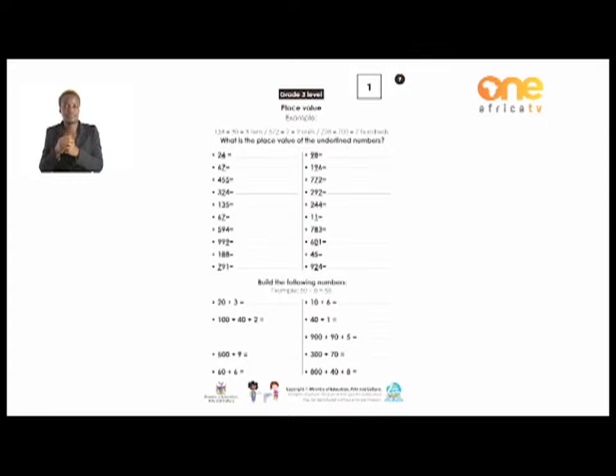For example, 10 plus 6. You remove the 0 and then you write the 1 and the 6 next to each other to make a 16. Now that is a very nice and simple activity for you. I hope you will enjoy doing that.